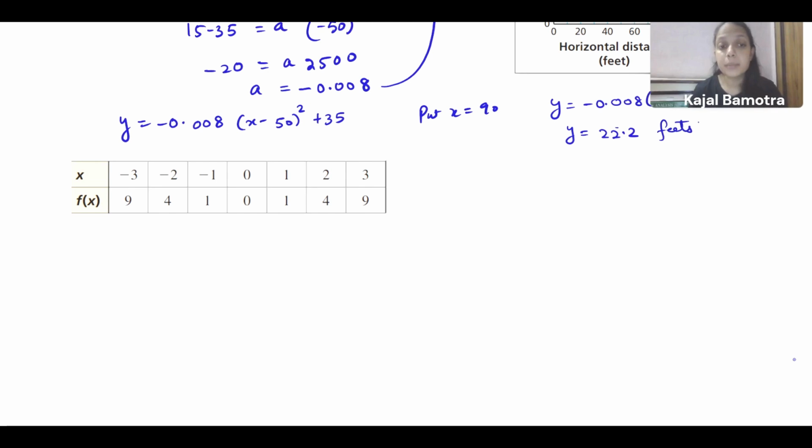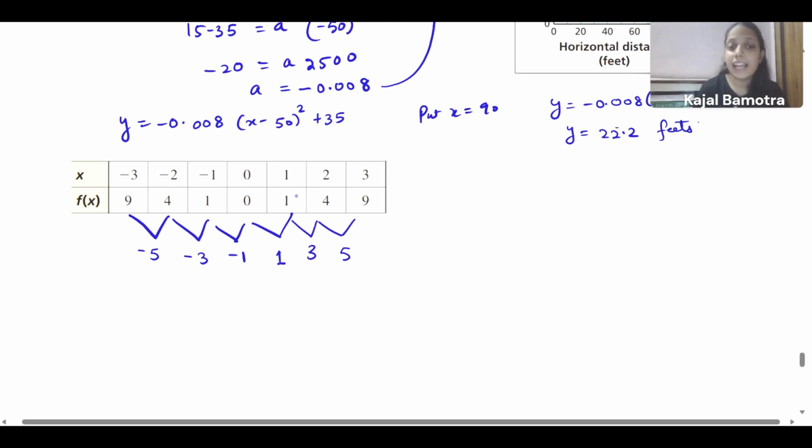Next we have this. We are given some table values and we have to find the type of the function. In this, first we will find the differences of these numbers. 4 minus 9 is negative 5. 1 minus 4 is negative 3. 0 minus 1 is negative 1. 1 minus 0 is 1. 4 minus 1 is 3. 9 minus 4 is 5.